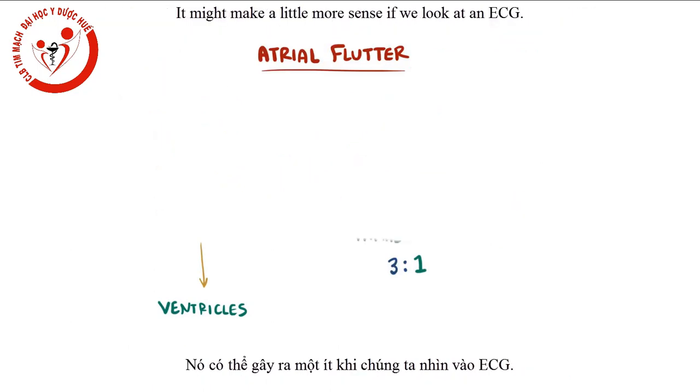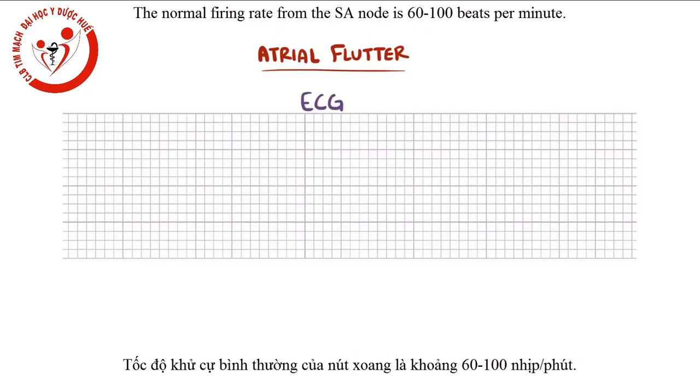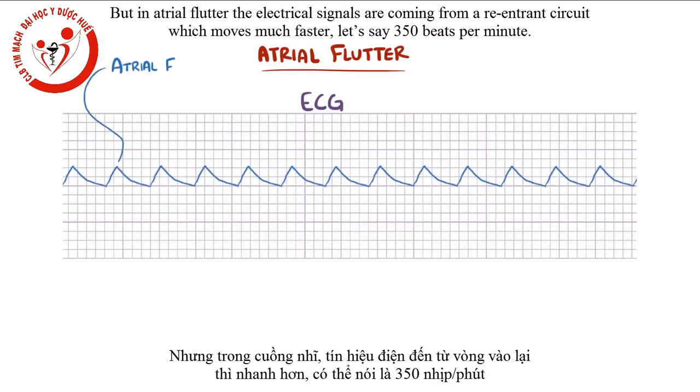It might make a little more sense if we look at an ECG. Now, normally the depolarization wave originates in the SA node and produces what's called a P wave. The normal firing rate from the SA node is 60 to 100 beats per minute. But in atrial flutter, the electrical signals are coming from a re-entrant circle which moves much faster. Let's say 350 beats per minute.